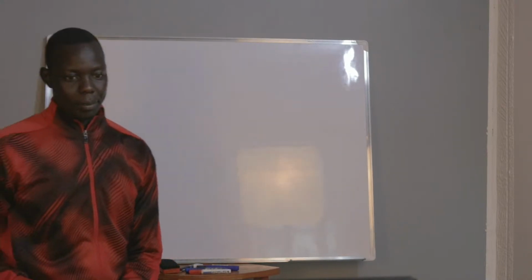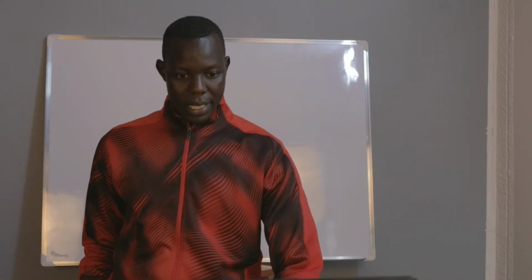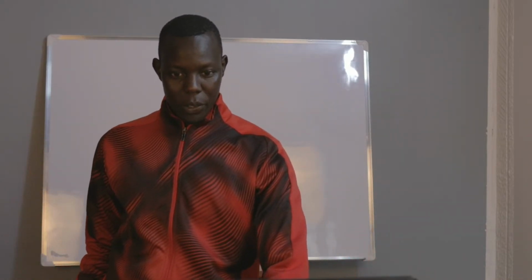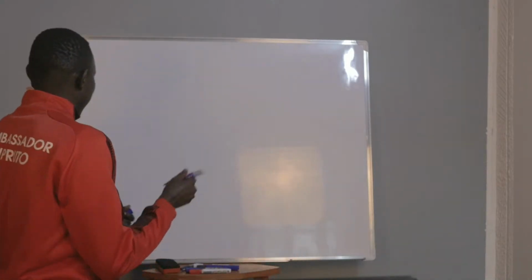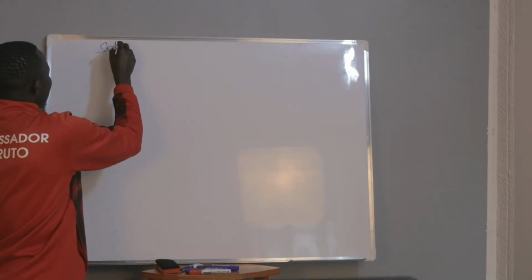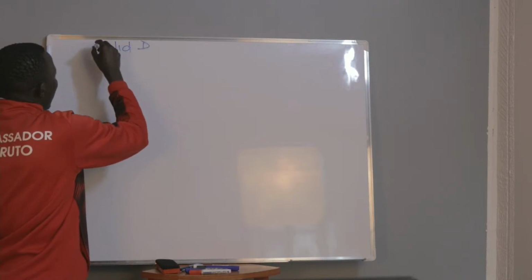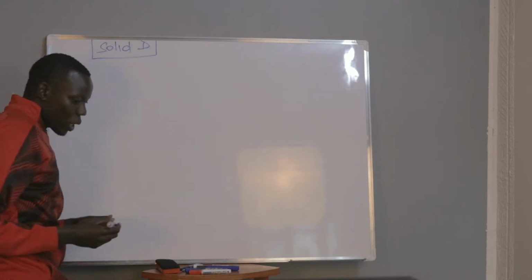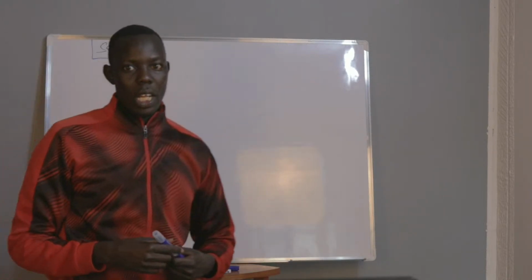We have a question here. I will read the beginning of the question. The question reads, in an experiment to determine the density of a certain solid B, the following readings were obtained using a density control. The solid under question is called solid B.